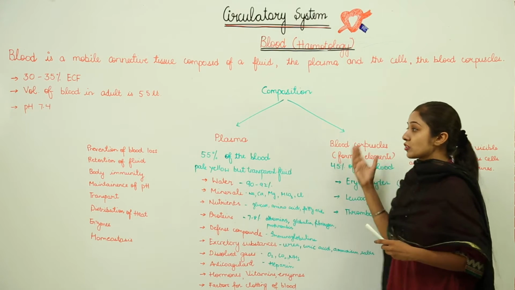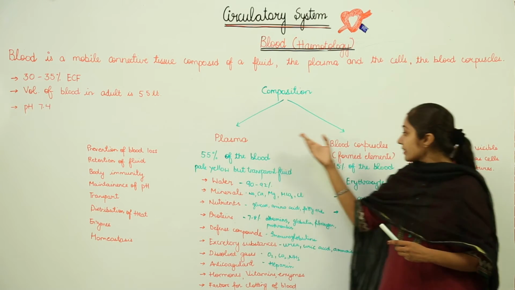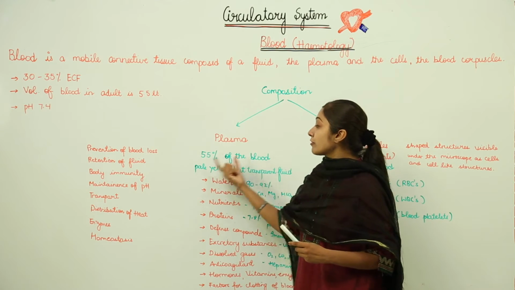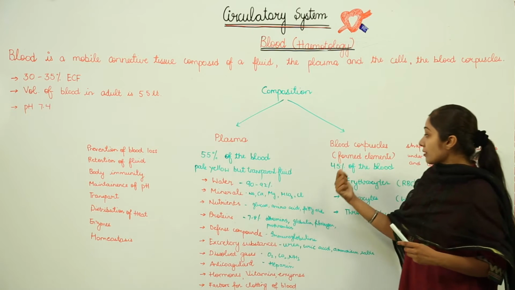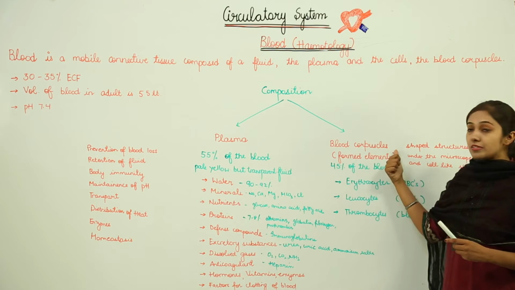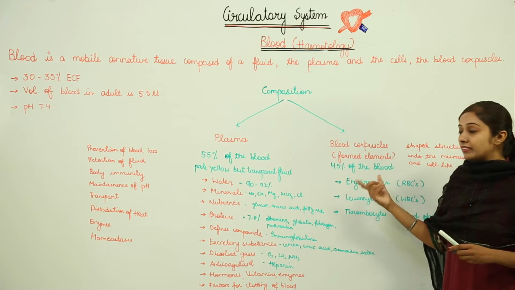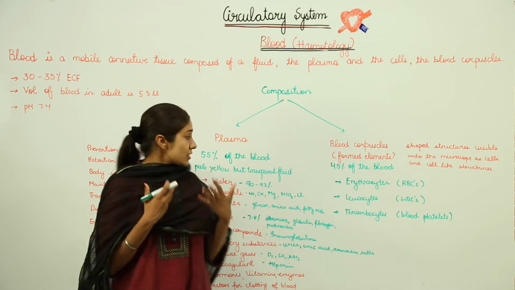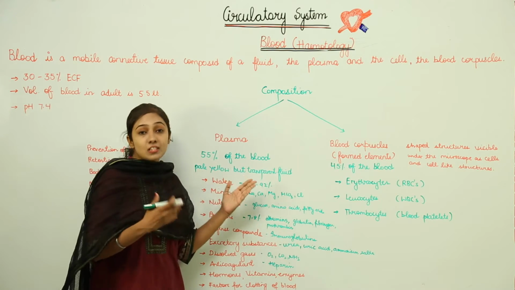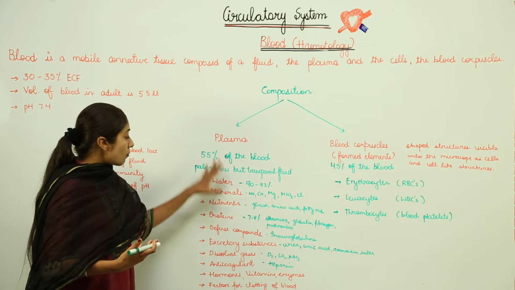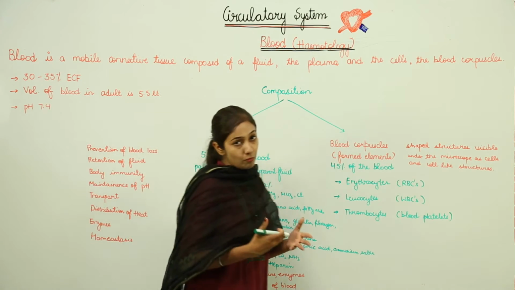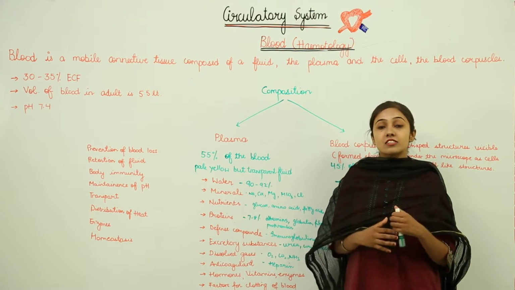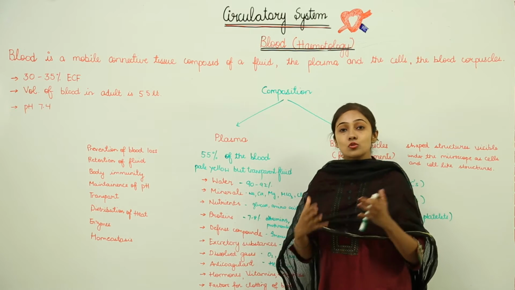Coming back to the composition, we have the fluid, that is plasma, and the cells, that is blood corpuscles. If you talk about the plasma, then plasma forms 55% of the blood. If we talk about the formed elements or the blood corpuscles, they form the remaining 45% of the blood. Now, in terms of plasma, since plasma is a fluid, it is a pale yellow but transparent fluid. What are the components that are there in the plasma? There are many components. First of all, it is 90 to 92% water. Since it's a transparent fluid, it has 90 to 92% water.